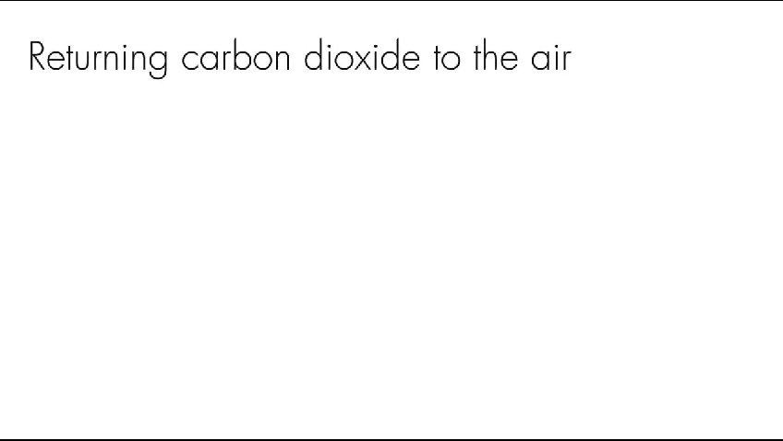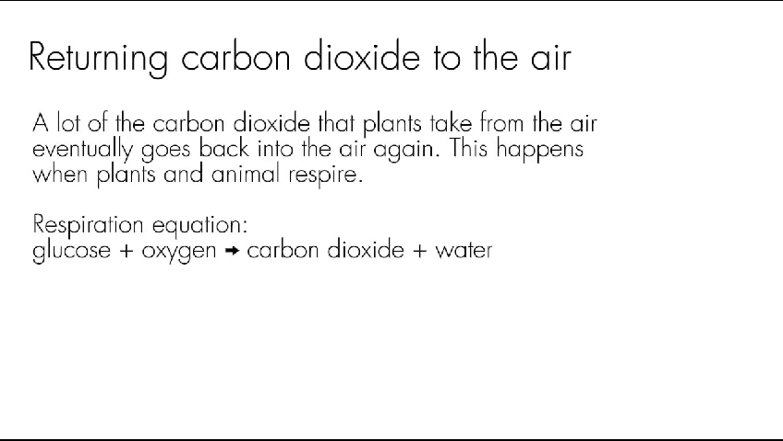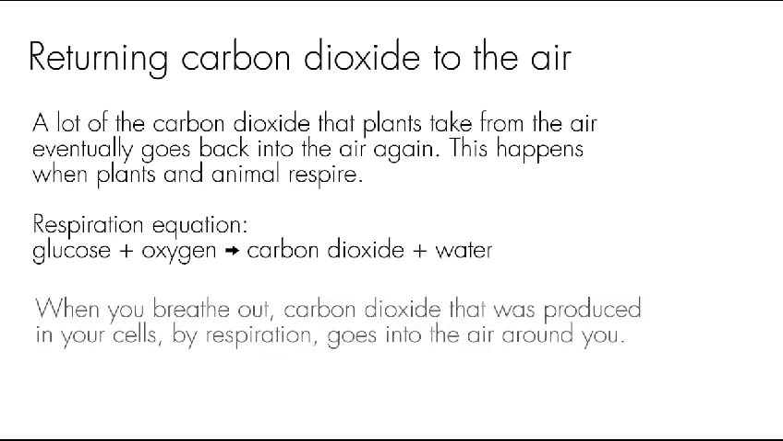Returning carbon dioxide to the air. A lot of the carbon dioxide that plants take from the air eventually goes back into the air again. This happens when plants and animals respire. Respiration equation: glucose plus oxygen, carbon dioxide plus water. When you breathe out, carbon dioxide that was produced in your cells by respiration goes into the air around you.